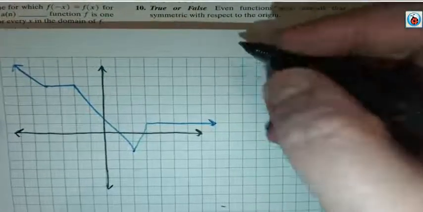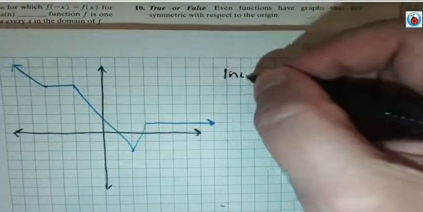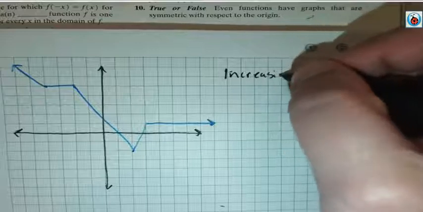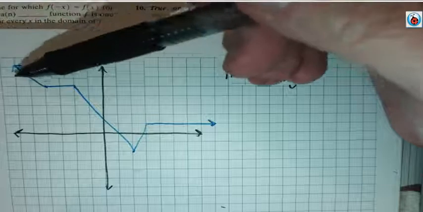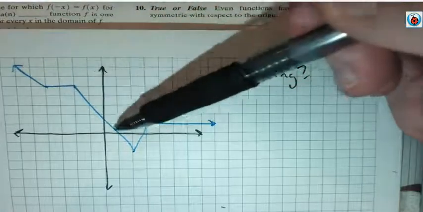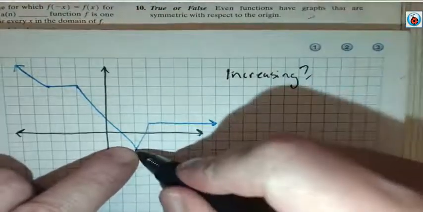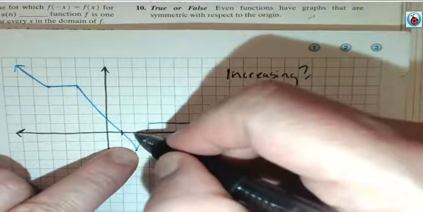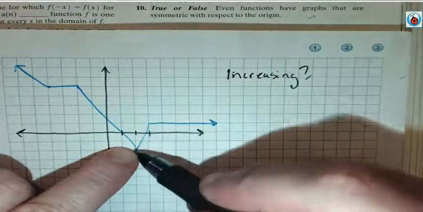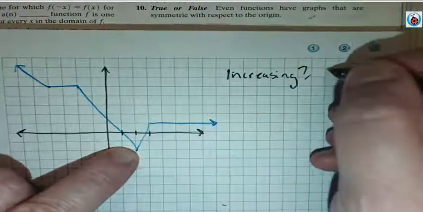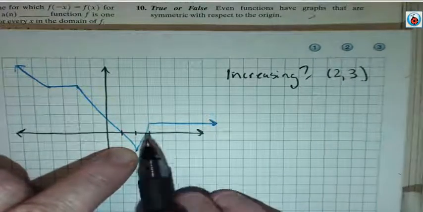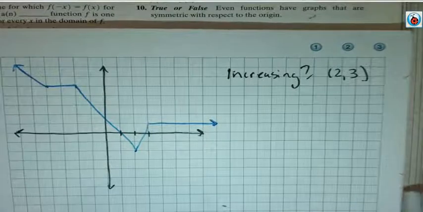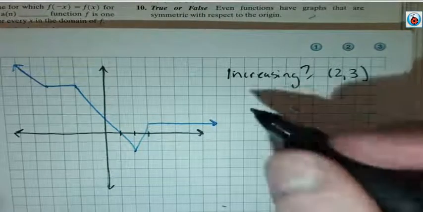All right, where are we increasing on this one? Well, moving left to right, I'm increasing if we're going up. Okay, I go up between here and here. Where does this happen? This happens when x is between 2 and 3. That's an interval, not a point. Does it happen anywhere else? No, I don't go uphill anywhere else.